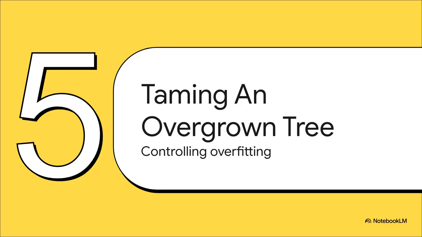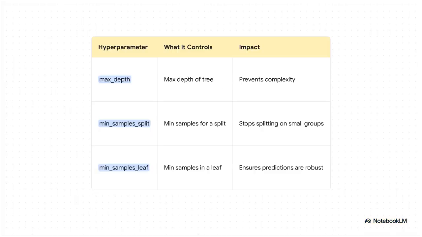And now we've arrived at maybe the most important concept to understand about decision trees. Their greatest strength, that amazing flexibility to create super specific rules, is also their greatest weakness. It leads to a huge problem called overfitting. So here's the danger. If you just let a decision tree grow wild, it will keep splitting and splitting until it's created a rule for every single data point. It will perfectly memorize your training data, including all the random noise and flukes. This is overfitting. The tree will look like a genius on the data it's already seen, but it will be absolutely useless on new data.